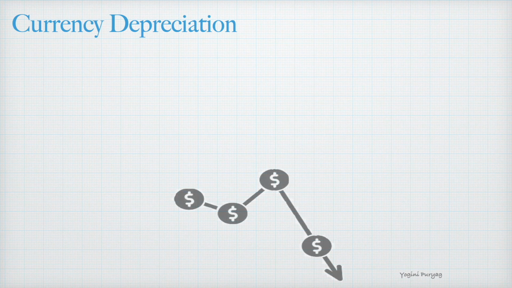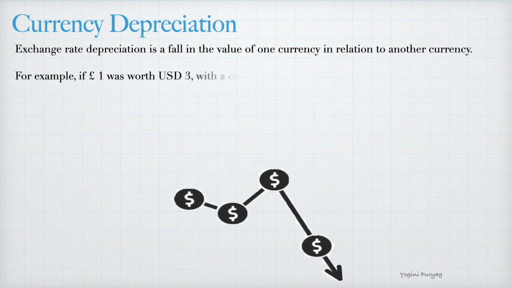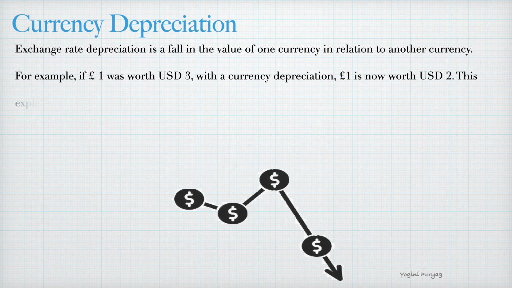Currency depreciation. Exchange rate depreciation is a fall in the value of one currency in relation to another currency. For example, if £1 was worth $3, with a currency depreciation, £1 is now worth $2.